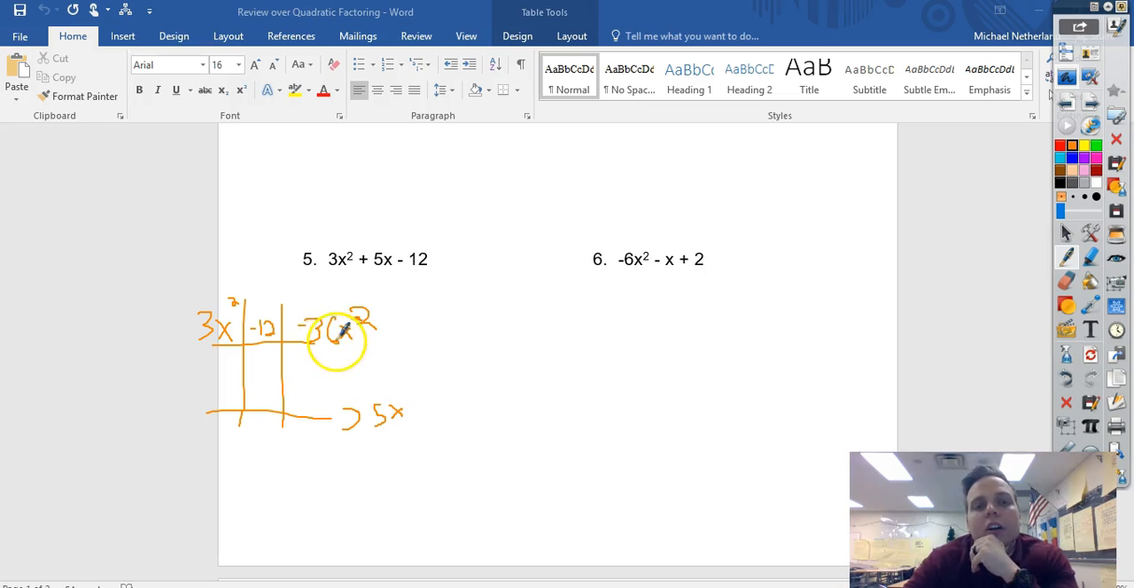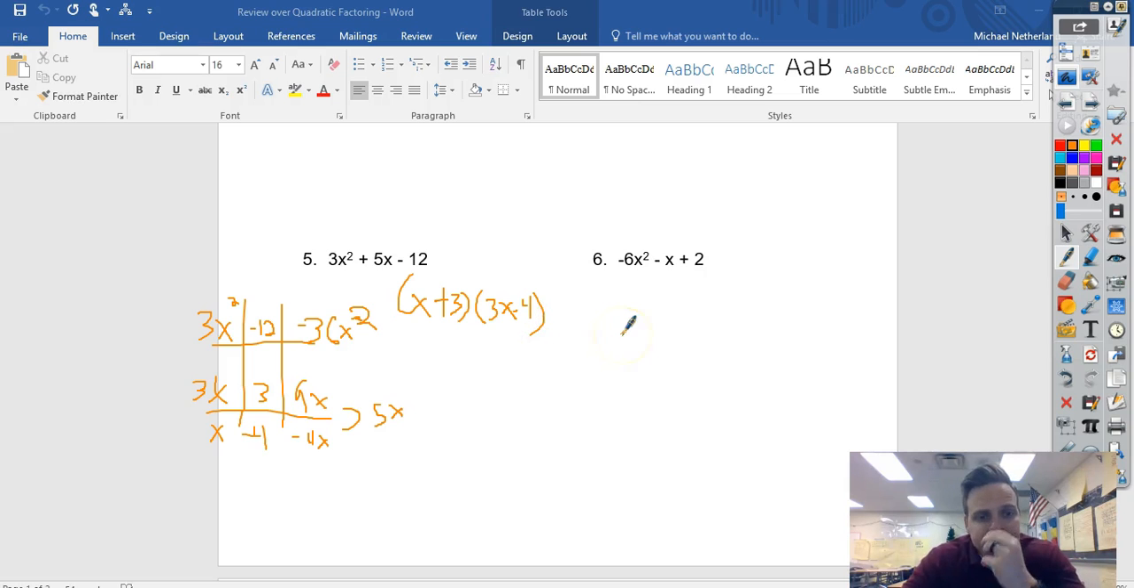Oh, I forgot 4 earlier because I skipped from 3 to 6. 4 and 9. What if I had a positive 9x and a negative 4x? Would that work? Well, 9 times negative 4 is negative 36. X times x is x squared. 9x plus negative 4x is 5x, so that does work. What does 3x squared and 9x have in common? 3x. What does 3x squared and negative 4x have in common? Just x. 3x times what is 9x? 3. X times what is negative 4x? Negative 4. Go across, so you get x plus 3 times 3x minus 4.